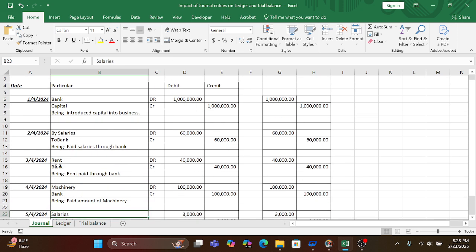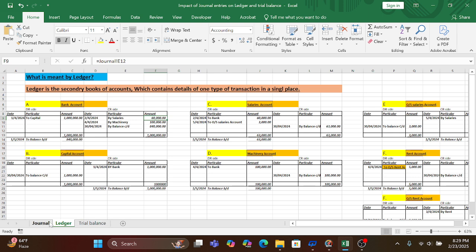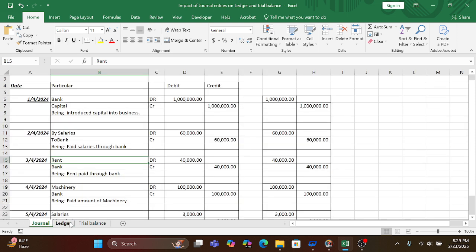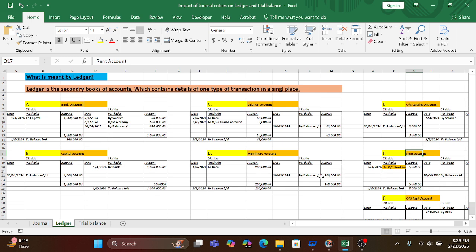Then our next entry is rent account debit to bank account. In this case, rent is on the 'by' side and bank is on the 'to' side, so I have to prepare the rent account. If you see, I have prepared the rent account here.